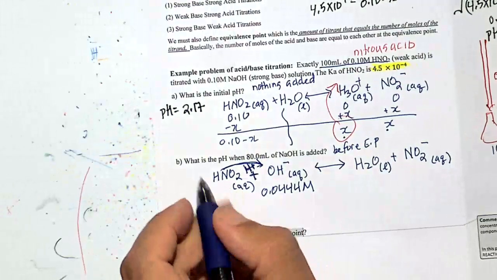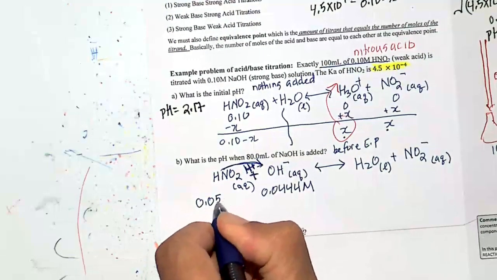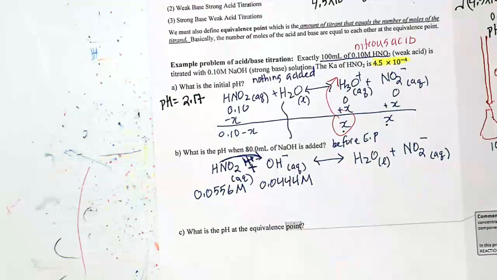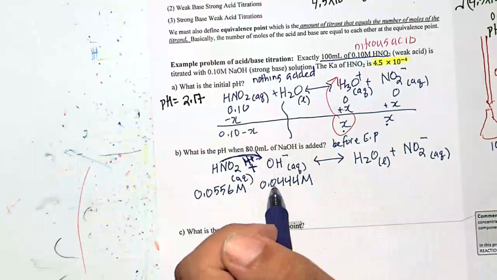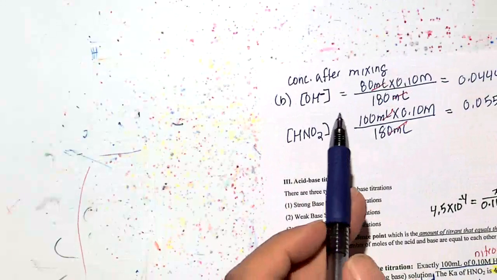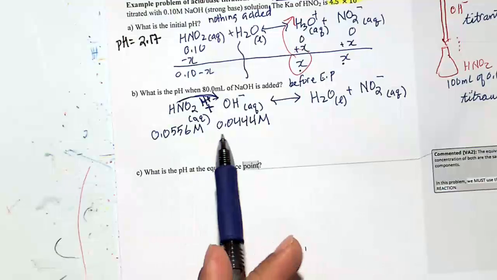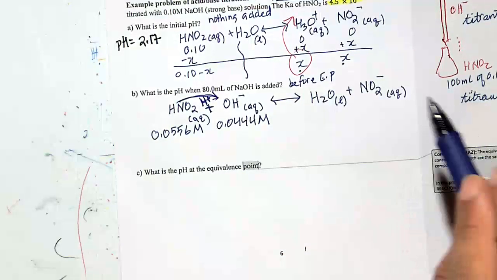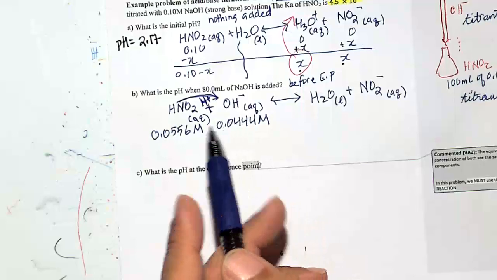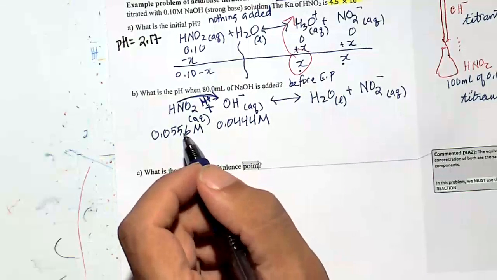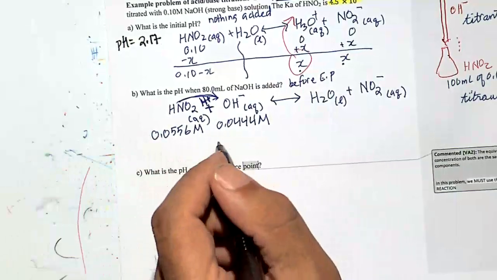Alright, so the concentration here is 0.0556 molar. Now comes another question. I need everyone's attention and focus on me here. I figured out the concentration for a total volume of 180, and these are the concentrations after you added the NaOH. Now, my question to you is, I'll ask you, Bailey, since you are receptive.